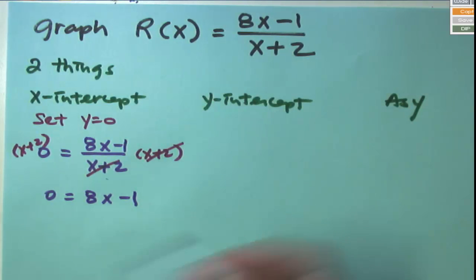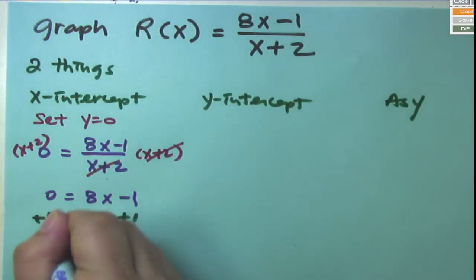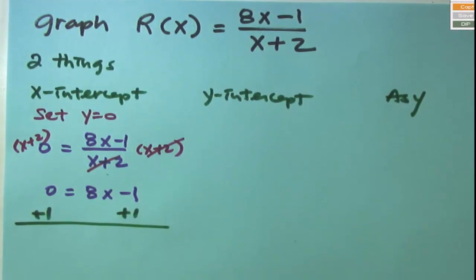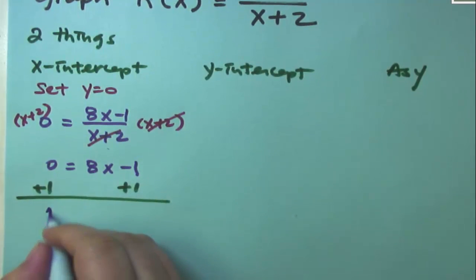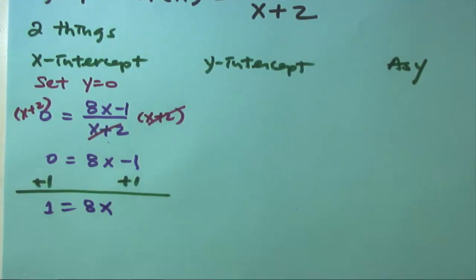You need to solve for x, so you're going to add 1 to both sides. You have 1 equal to 8x, and divide both sides by 8. So you should get x equal to 1/8. That's your x-intercept.